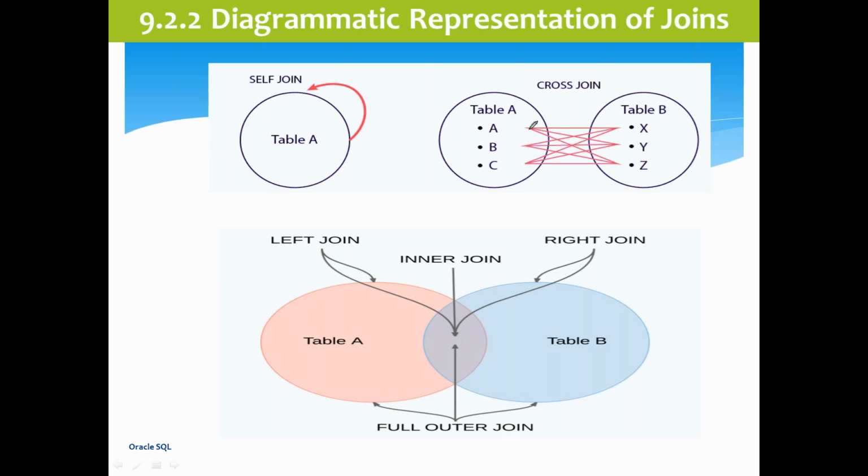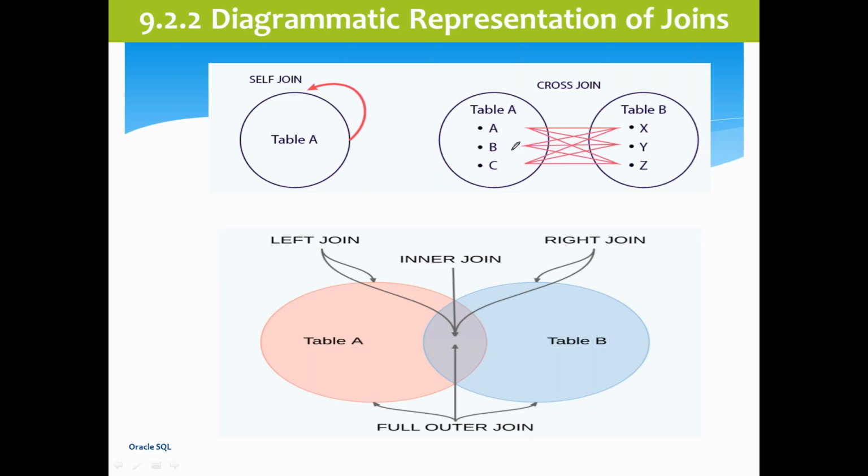Cross join: each and every row will be cross multiplied with each and every row. In table A, 3 rows are there. In table B, 3 rows are there, X, Y, Z, A, B, C. So whenever cross multiplication happens, A will combine with the X row, first row, second row, third row. Total how many combinations?